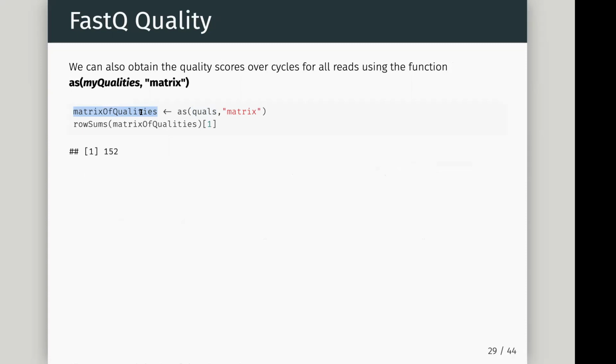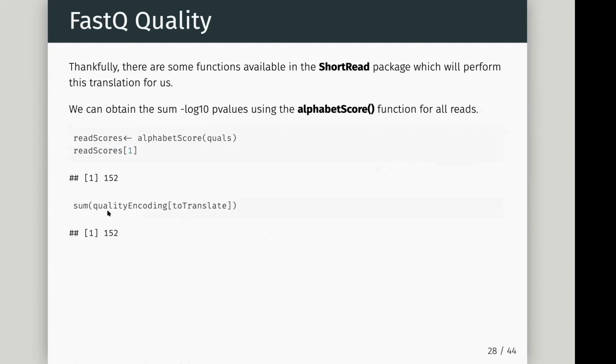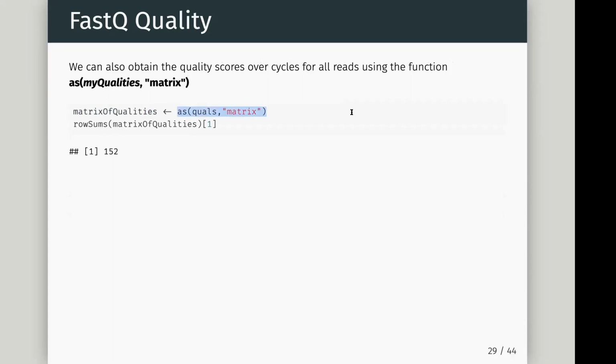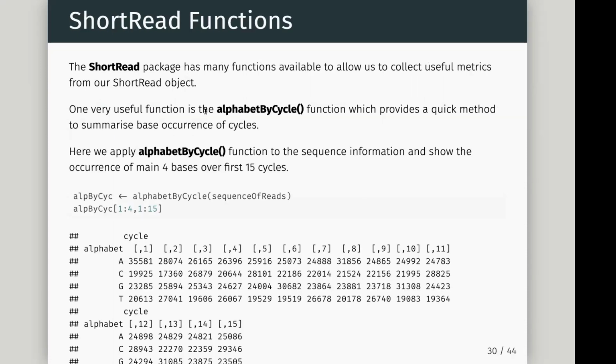But from there, we can start to do plots of quality over cycles. Okay. I just show the first one here, row sums of the first one. So I can show no matter which way we did this, manually ourselves, using alphabet score, or turning the qualities into a matrix, we're still going to get the same value. Okay, this is in the exercises, so have a look in there because it's a nice example.